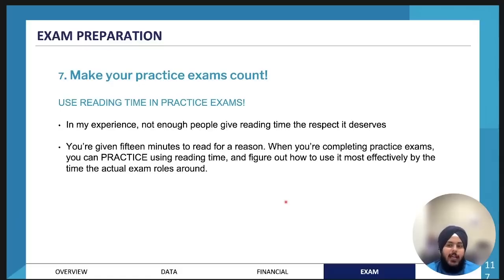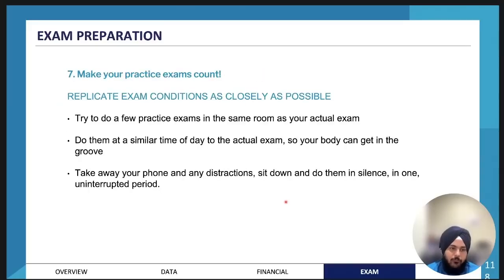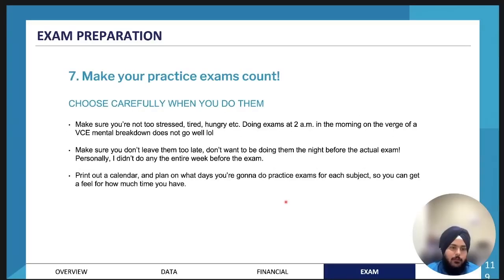And do the exams under timed conditions and exam conditions if you can. Obviously, the first few ones that you're going to do are probably not going to be 100% under timed conditions, but slowly you should start getting into that sort of rhythm of doing them under timed conditions. Okay. And choose carefully when you do them.